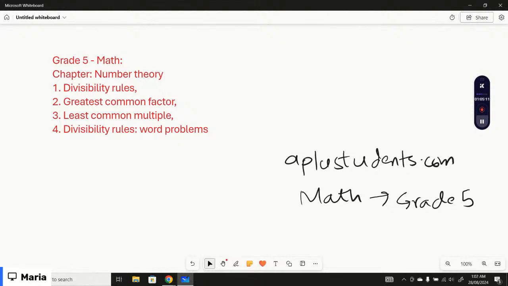The lessons we're going to cover today are divisibility rules, greatest common factor, least common multiple, and then divisibility rules word problems. So please make sure you have your notebook and pencil so that you can note down the important examples and definitions as well.